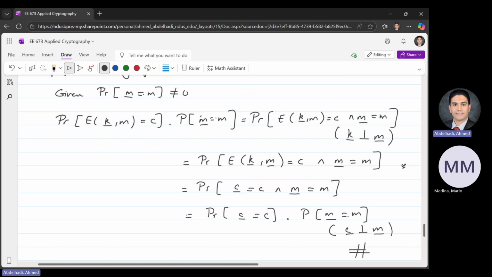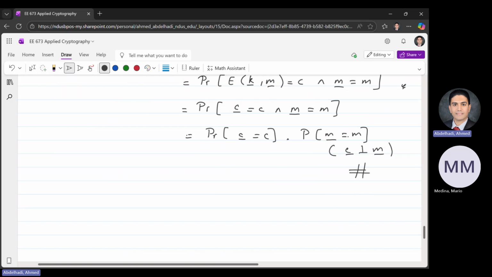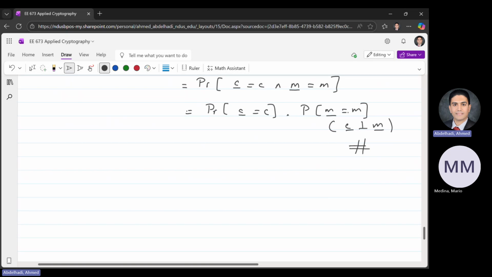Right. So one of the issues that we have with the perfect security is that, as we saw in the one-time pad, if you need to do an encryption of a message of length L, you need to have a key also of length L. So that makes perfect security difficult to achieve in practical situations. This is one of the things.